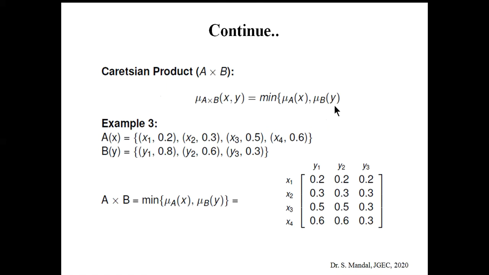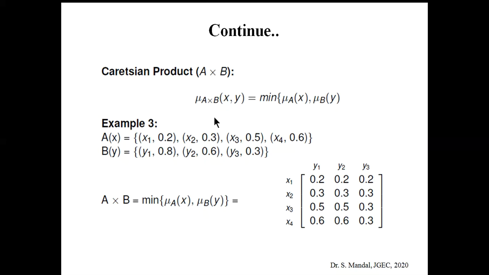Now another very important operation, you can say the most important operation, is the Cartesian product A cross B. Remember, A cross B, the Cartesian product between two fuzzy sets A and B, is not similar to the cross product of any kind of vector. This is just a notation used to denote the Cartesian product between two fuzzy sets, but the corresponding operation is completely different.